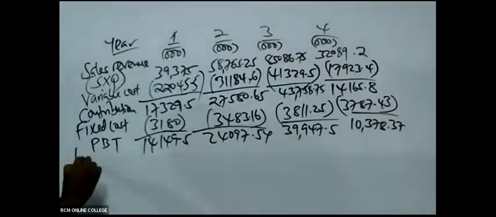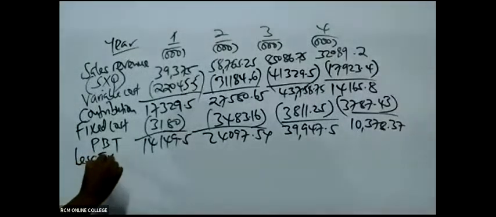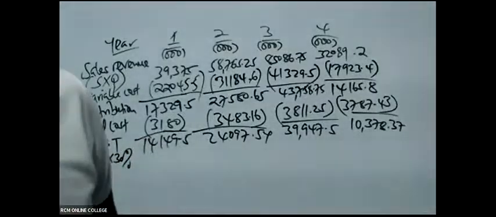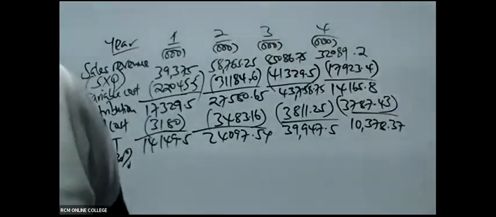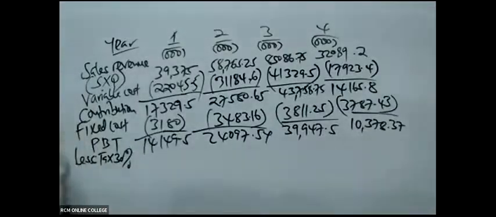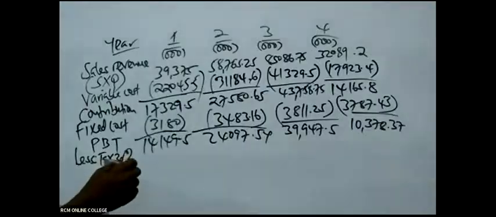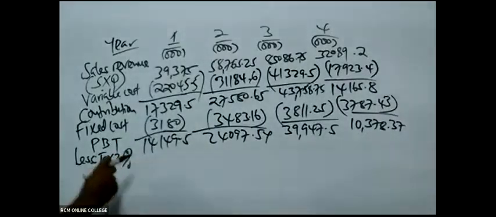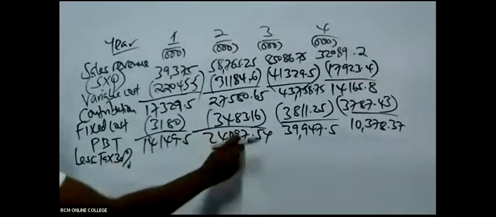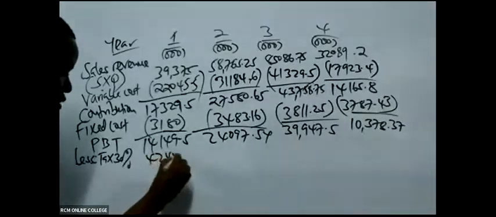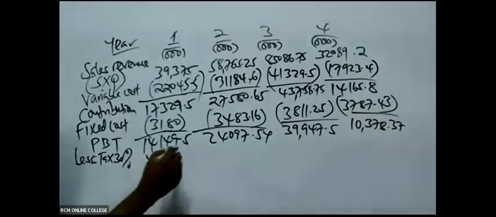Can we less tax? Tax at 30%. Can you give me tax, guys? Can you give me tax for year 1? 30% of this, 30% of that. 4244.84.